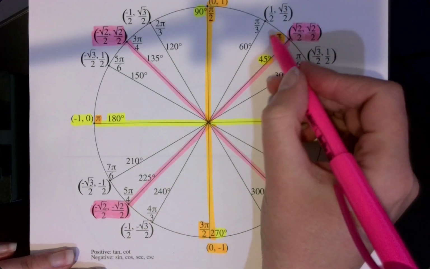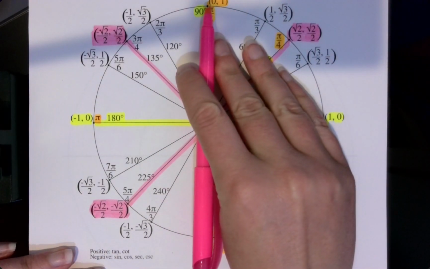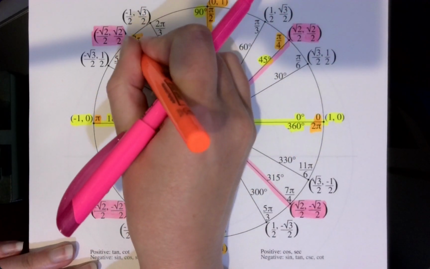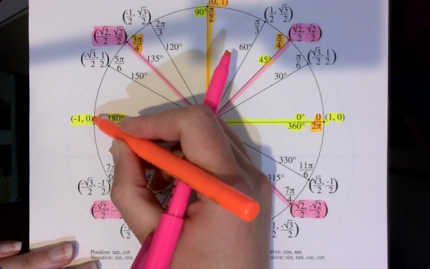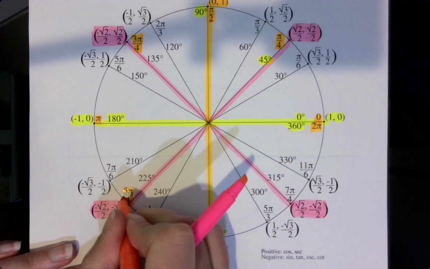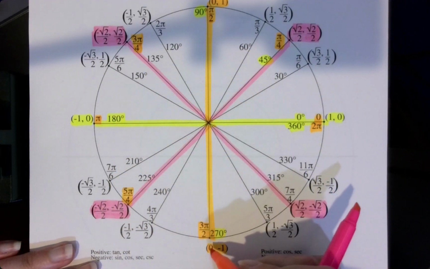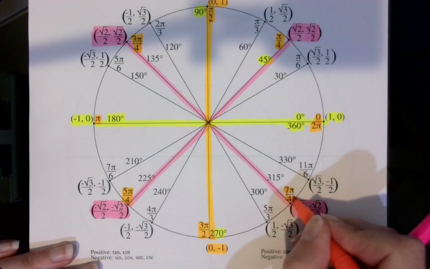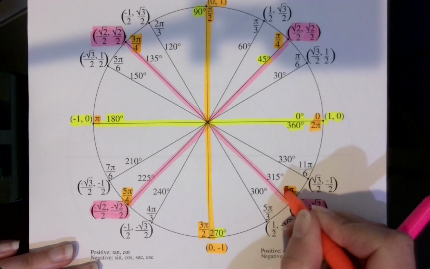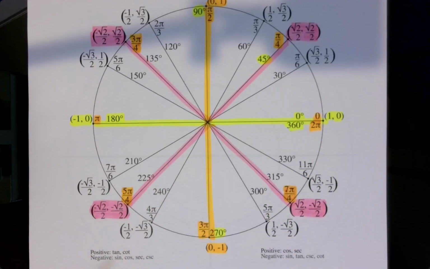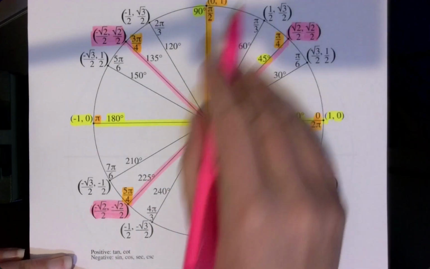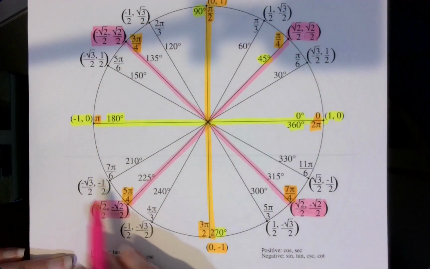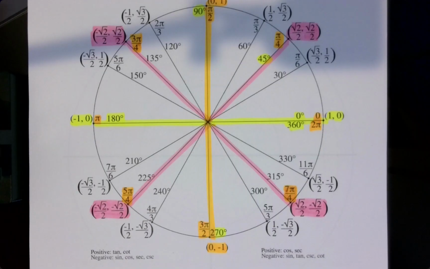If this is 1 pi fourths, this would be 2 fourths or 1/2, which makes this angle here 3 pi fourths. 4 fourths is 1, which makes this angle 5 pi fourths. 6 fourths reduces to 3 halves, which makes this one 7 pi fourths. So we can count around the circle. If I know just this one quadrant, by symmetry, I'm going to be able to count around to all of the other angles.